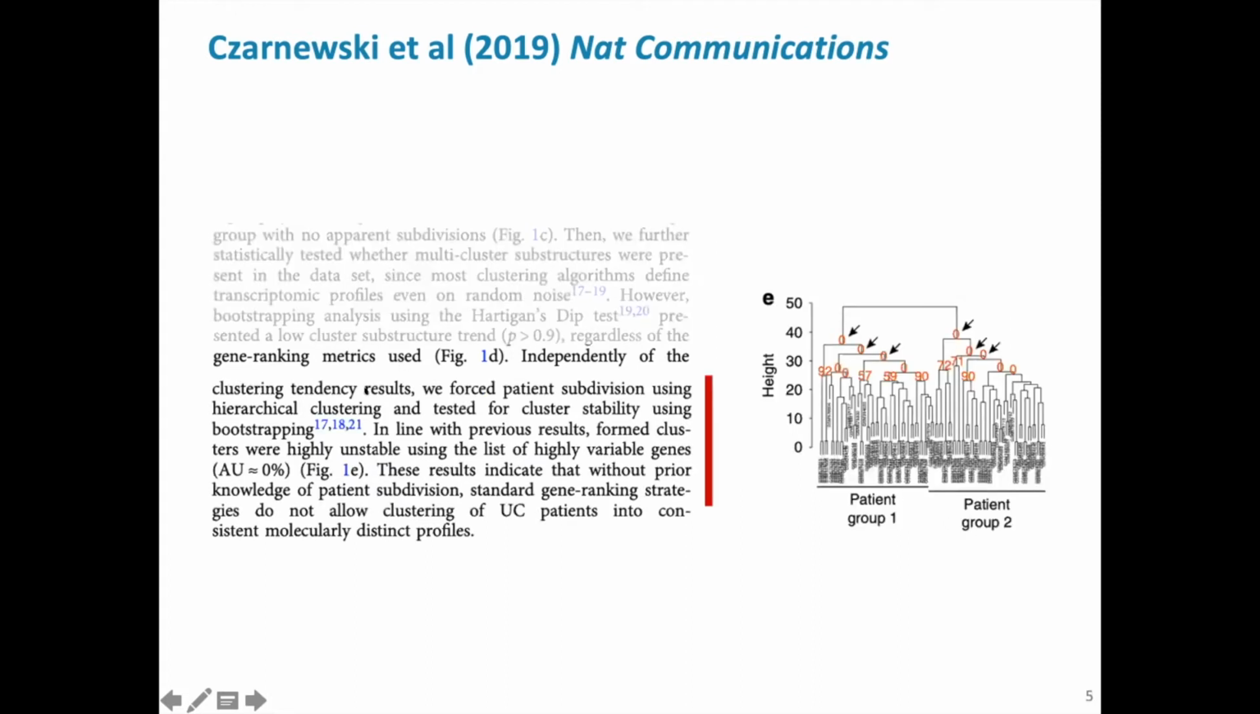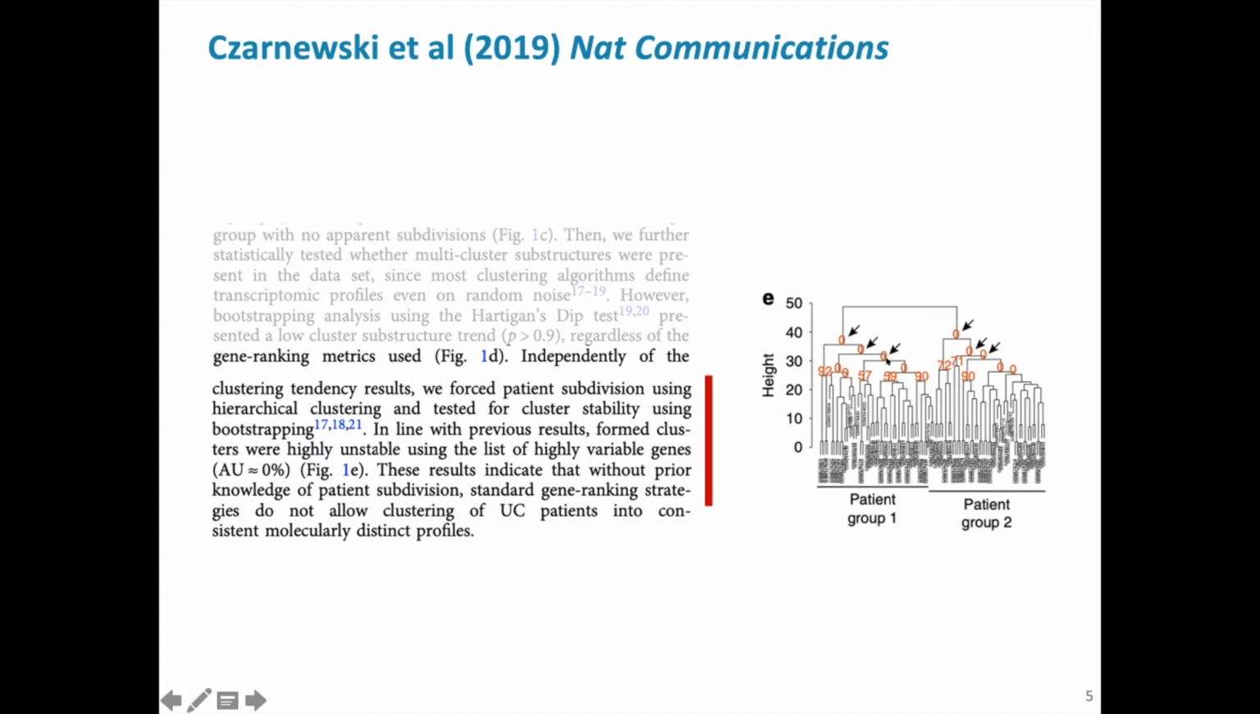Independently of the clustering tendency results, we also forced patient subdivision using hierarchical clustering, which you know, and tested for cluster stability using bootstrapping, which you also saw yesterday. In line with previous results, formed clusters were highly unstable using the list of highly variable genes. So an approximate p-value of approximately 0, and then you can see that.